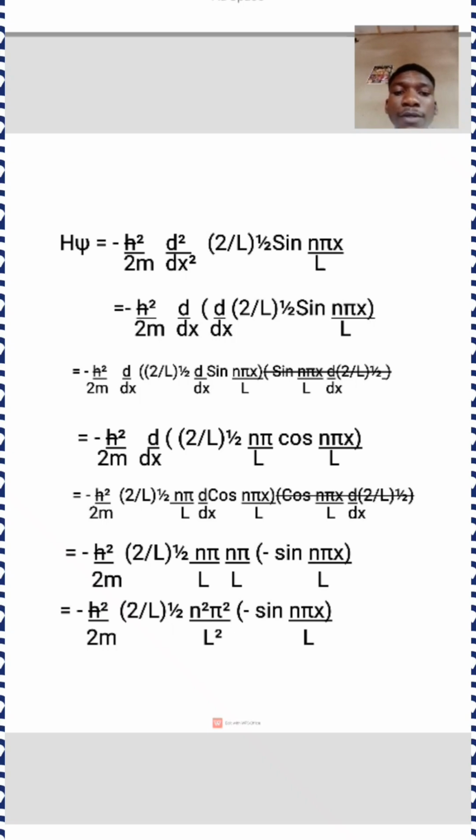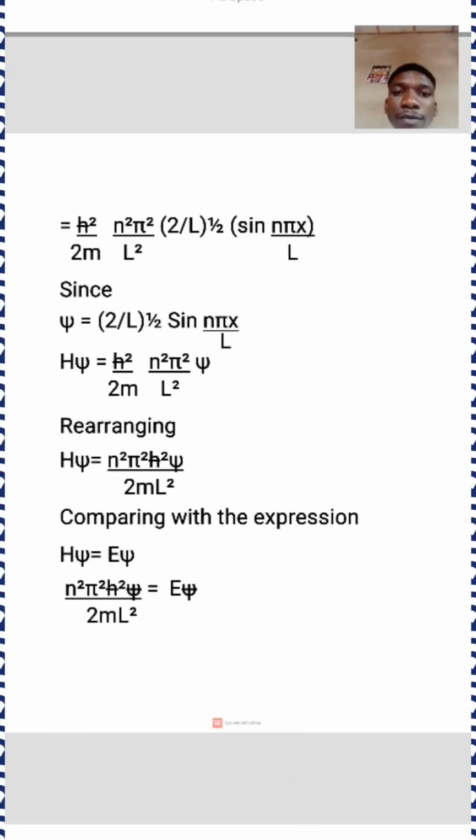Then minus times minus is equal to plus. Then n times n is n squared, π times π is π squared, L times L is L squared. Therefore, we have it to be ħ²/2m times n²π²/L² times (2/L)^(1/2) times sin(nπx/L).